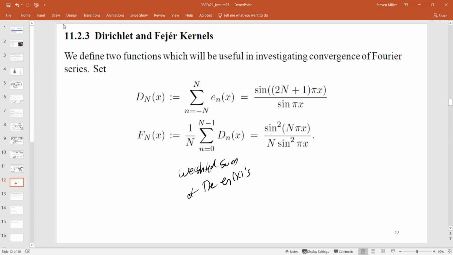If you look at D_n of x, this is just the sum of our basis vectors from minus n to n. How do you think you would prove these formulas, that the first one is this ratio of sines and the second one is that ratio of sines? What do you think the key ingredient in the proof is?